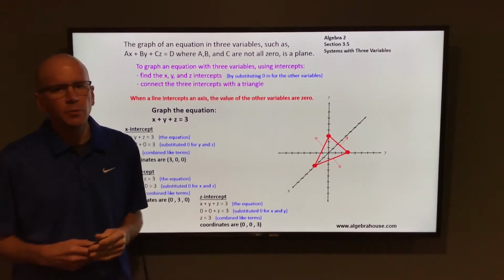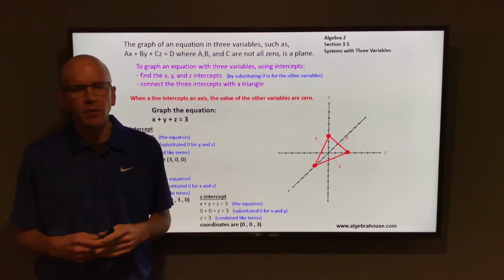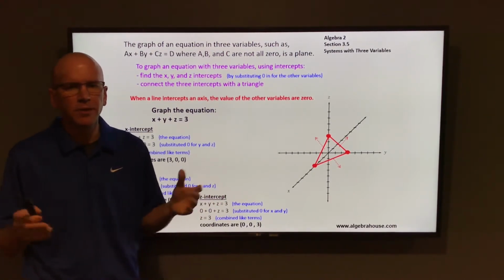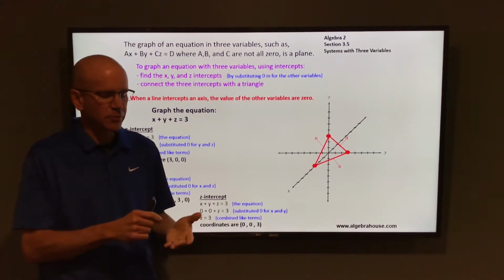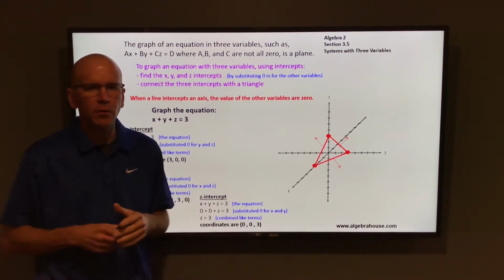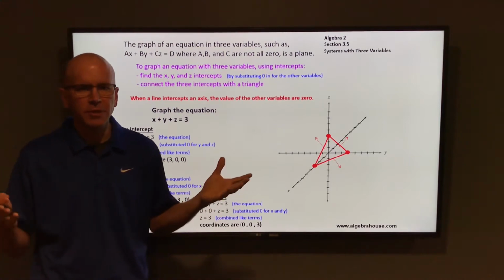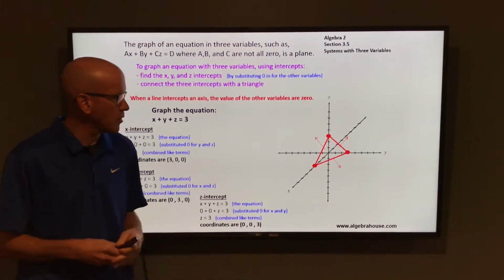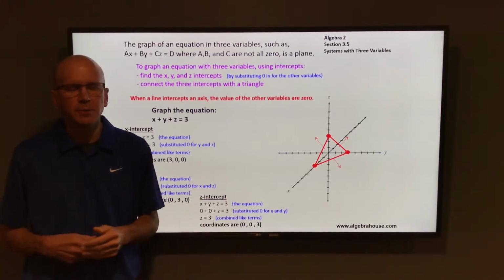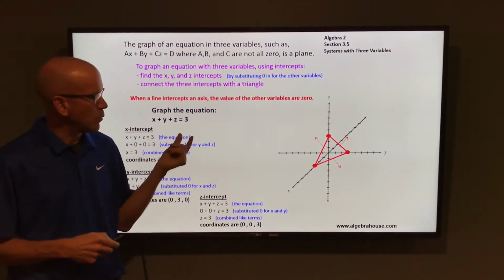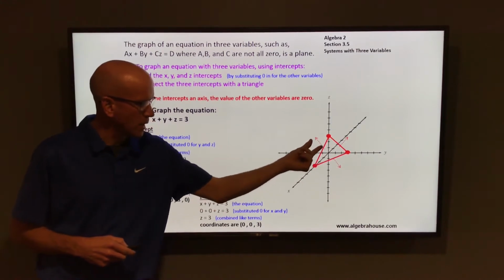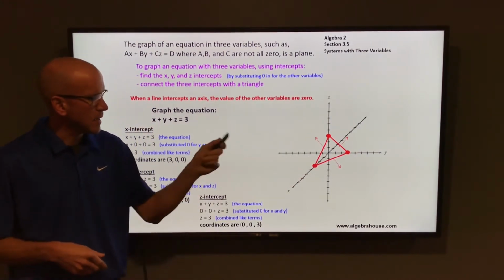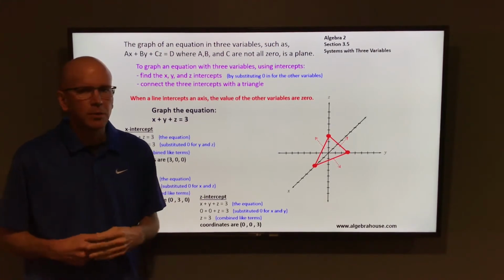So the graph of an equation with 3 variables is a plane. It's kind of like a sheet of paper. A sheet of paper is a perfect example of a plane. You can make a triangle and then extend that triangle out in all directions, and you end up with that sheet of paper or that plane. So once again, to graph an equation in 3 variables, find the intercepts by substituting zeros in. And once you get those intercepts, make a triangle out of those 3 intercepts, and then extend that triangle out in 3 directions. That is the graph of that equation, x plus y plus z equals 3.